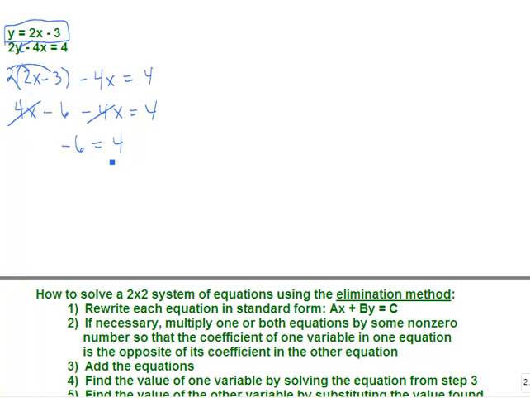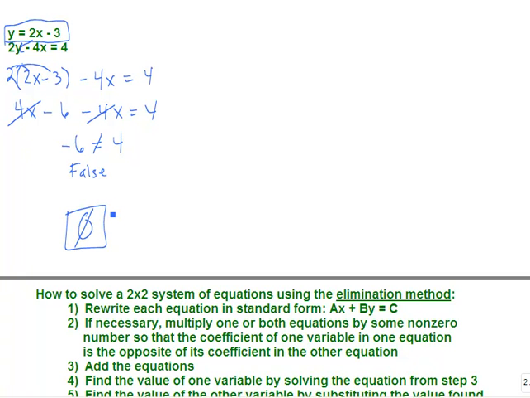So when you have the case where the x's or the y's are canceling out, then you want to look to see what's left over. Either it will be a true statement, like the last problem, or a false statement, like this problem, since negative 6 does not equal 4. Now, if it's a false statement, that's basically saying no matter what we pick for x, there's no way this equation is ever going to be true. So there's no x's that are going to work. So our solution here is no solution.